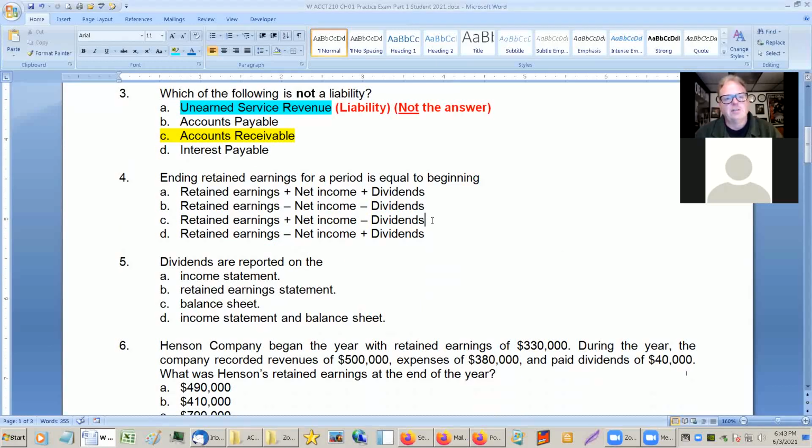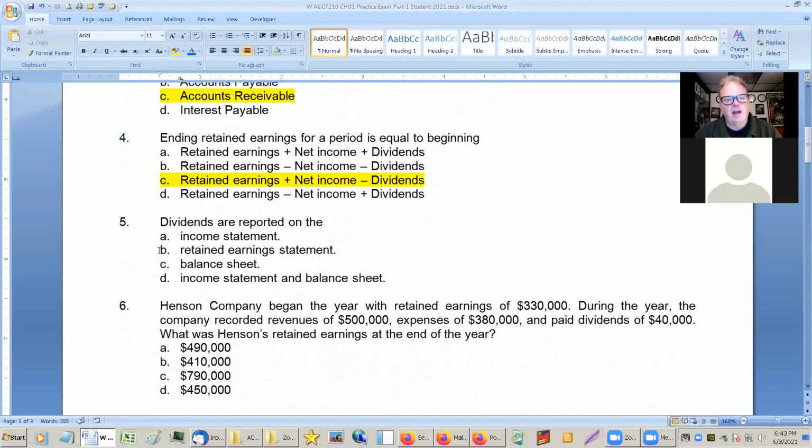Number 4 is correct. C, you got C. 5 is correct.